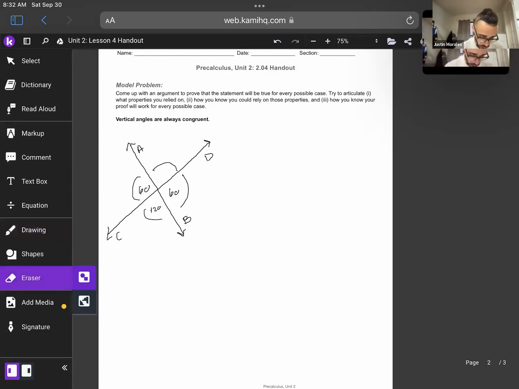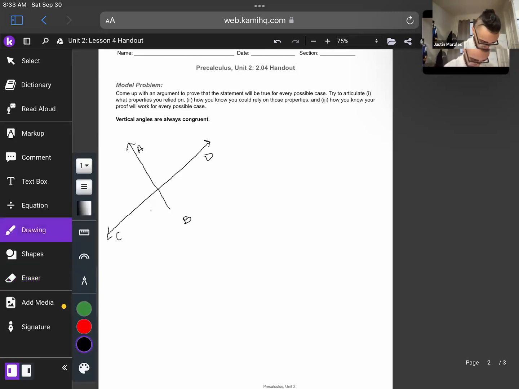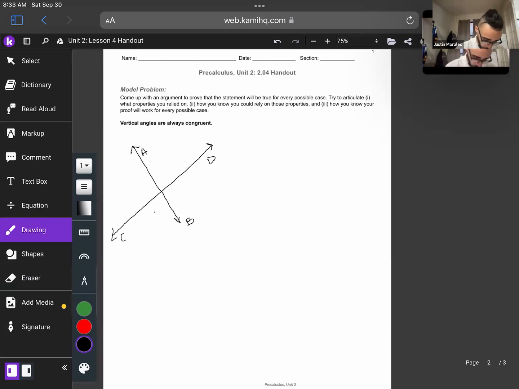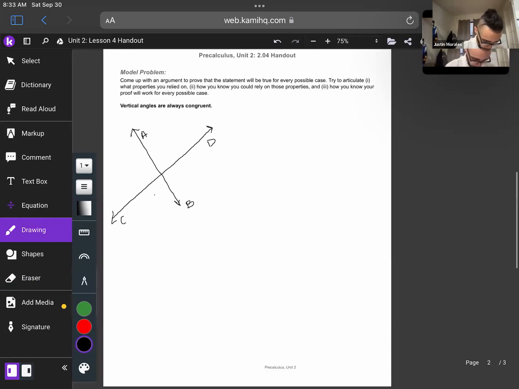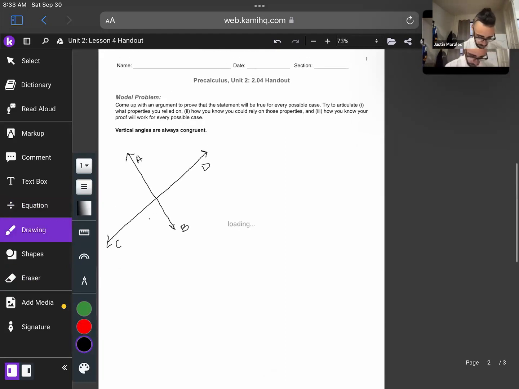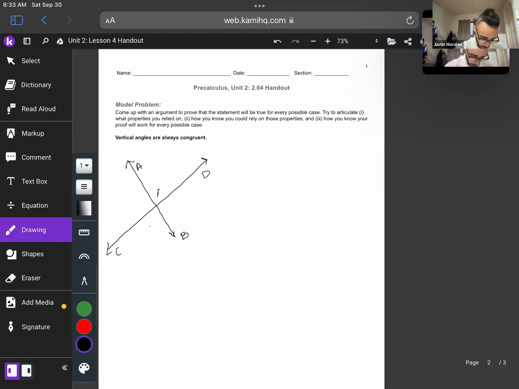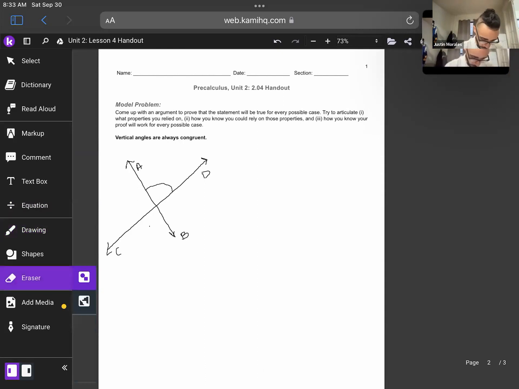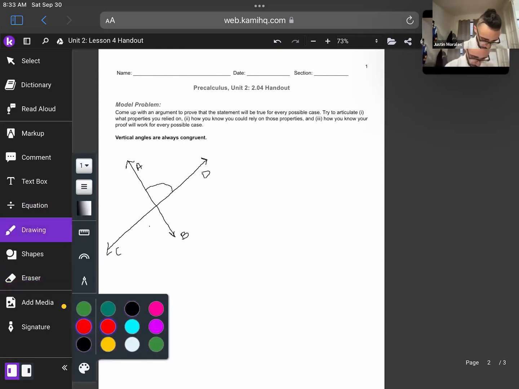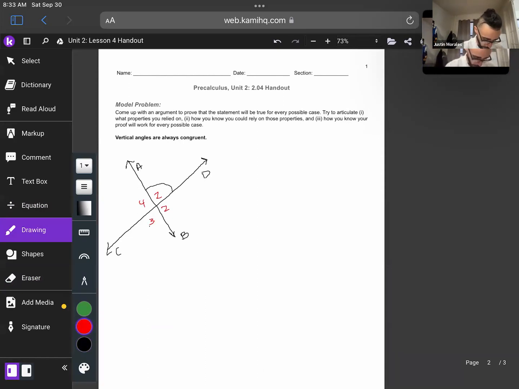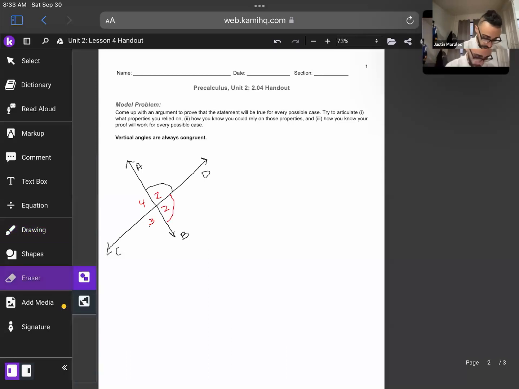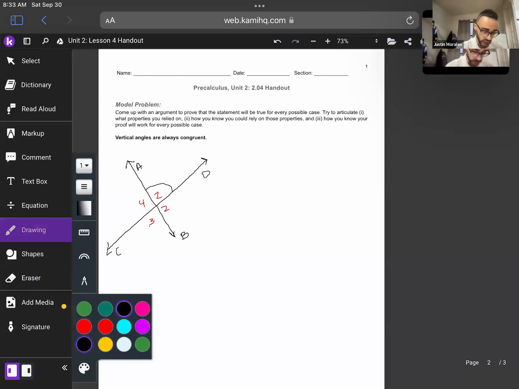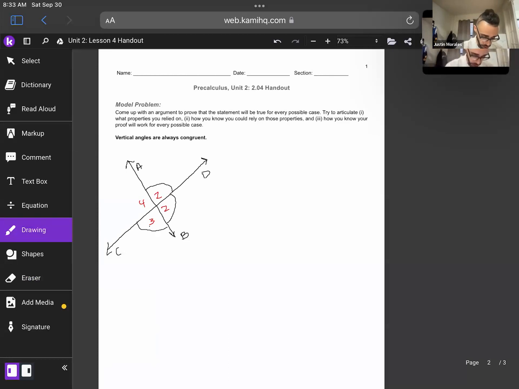So let's remain generalized. To remain generalized, I'm going to call this angle 1. Let me use a different color so we don't get confused. I'm going to call this angle 1, I'm going to call this angle 2, I'm going to call this angle 3, and I'm going to call this angle 4. Because I'm not giving them specific values, this is how I'm still remaining generalized.